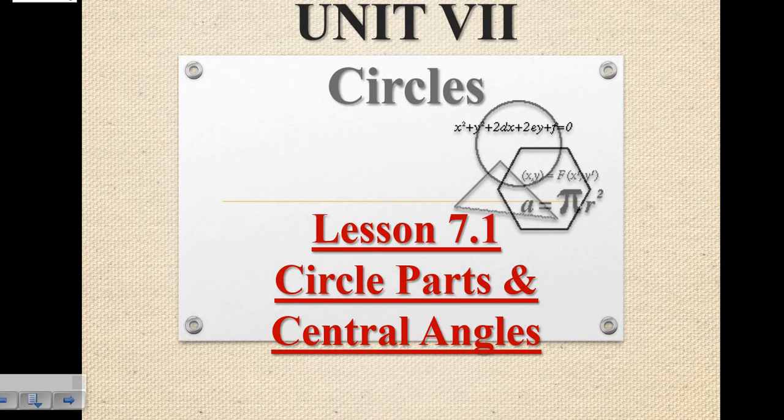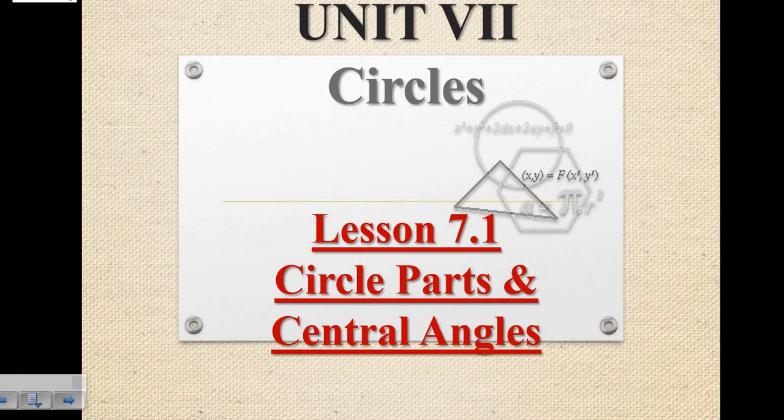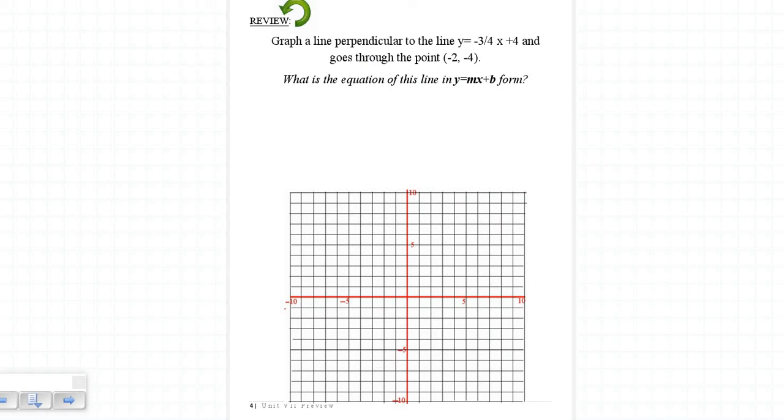Students, this is Unit 7, Lesson 7.1, Circle Parts and Central Angles. You're taking a look on this page. Make sure you get a parent or guardian sign-off. Let's start with a quick recap here.